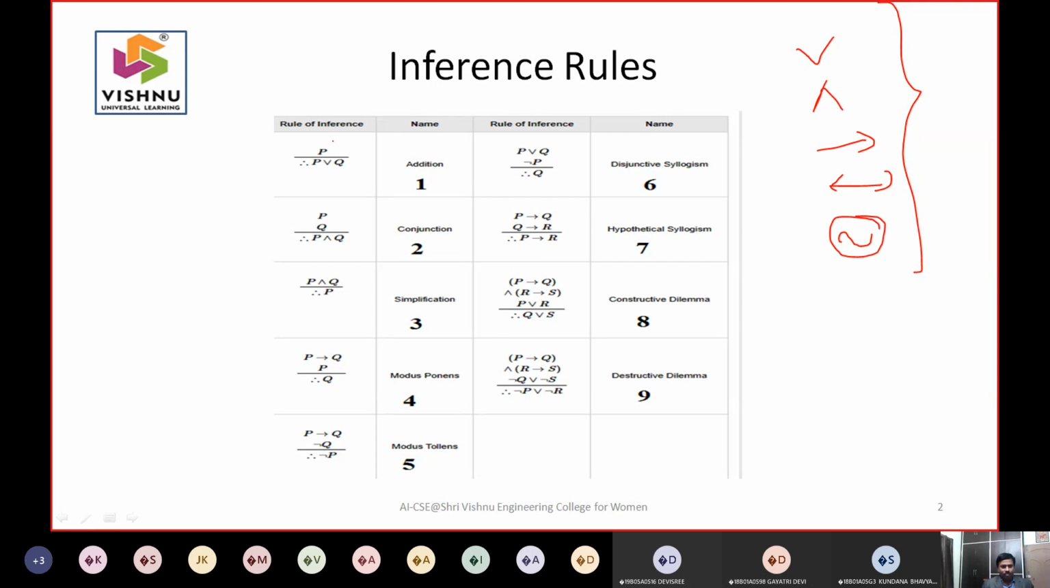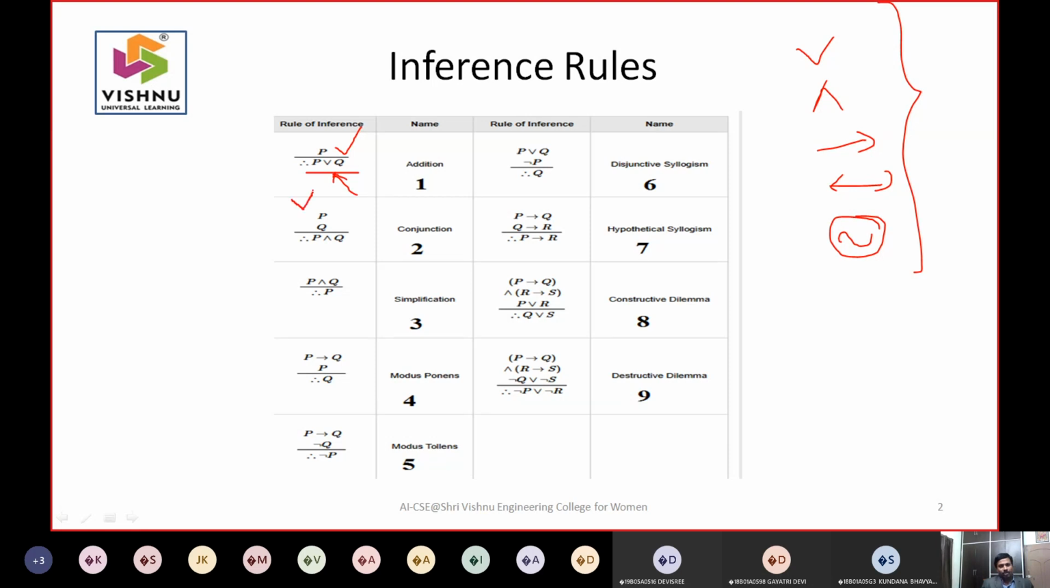You have an element called P, we say that P is a fact. You can OR any of the other facts so that the resultant truth value will not change. So if you have a P, you can add Q or you can add R, whatever it may be, so the resultant truth value will not change.